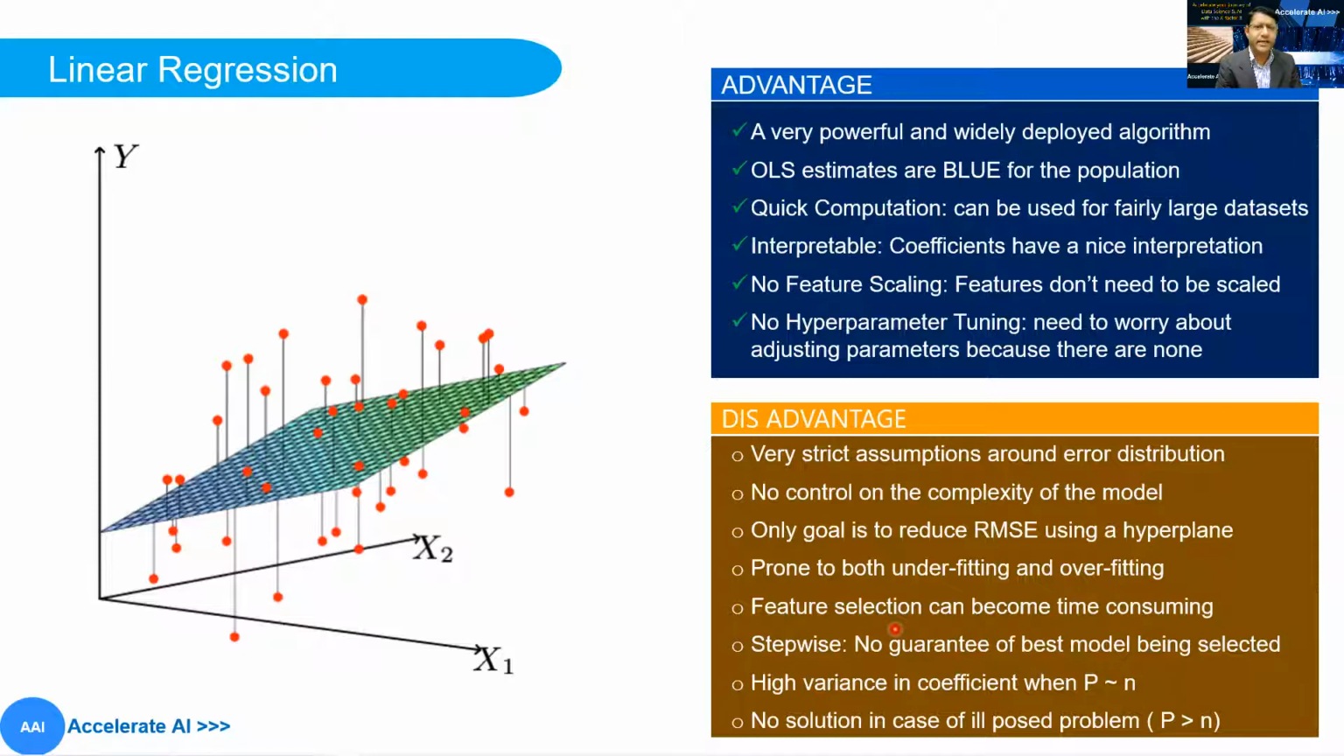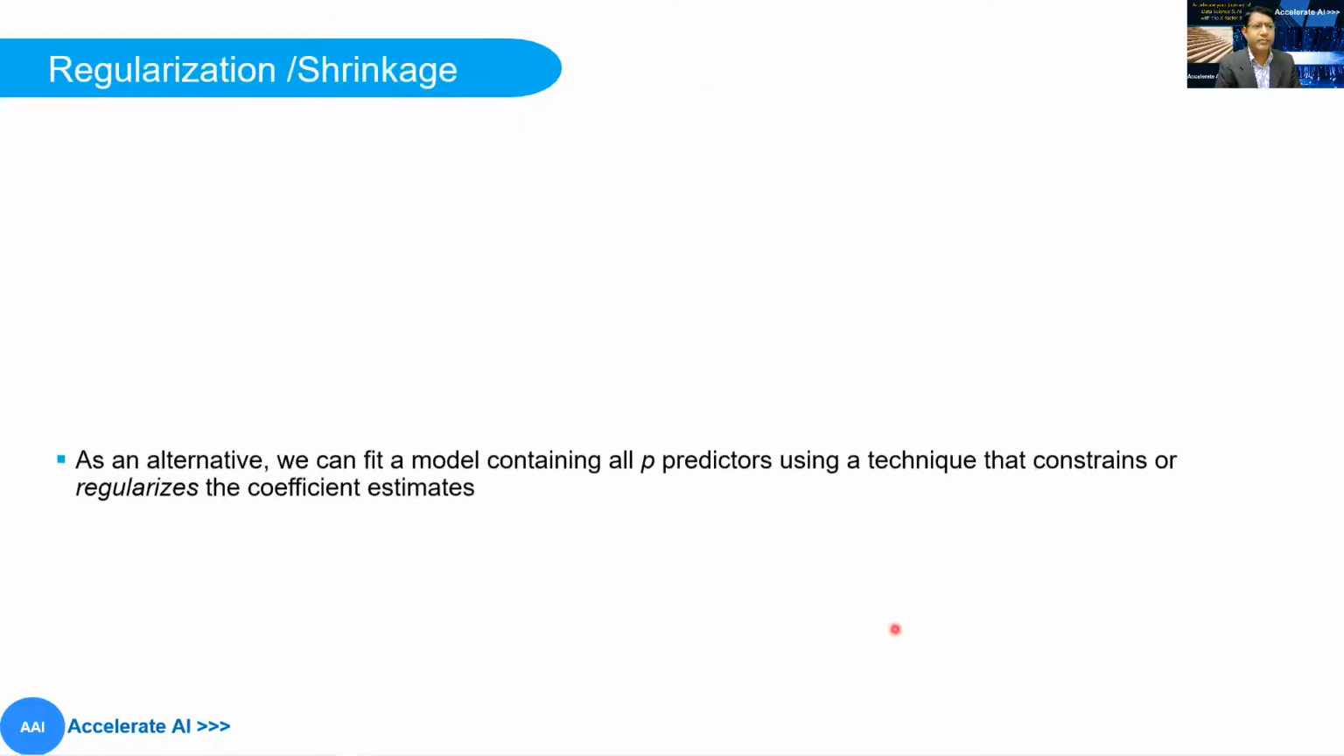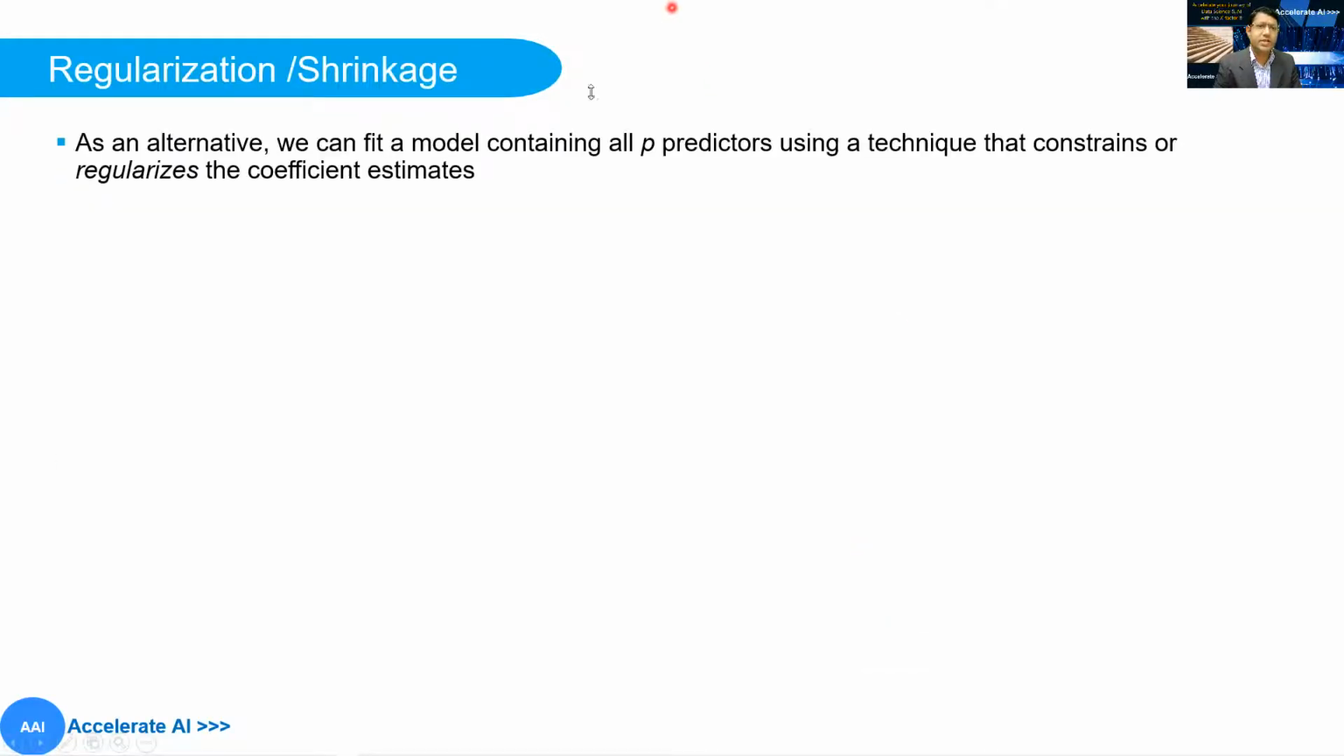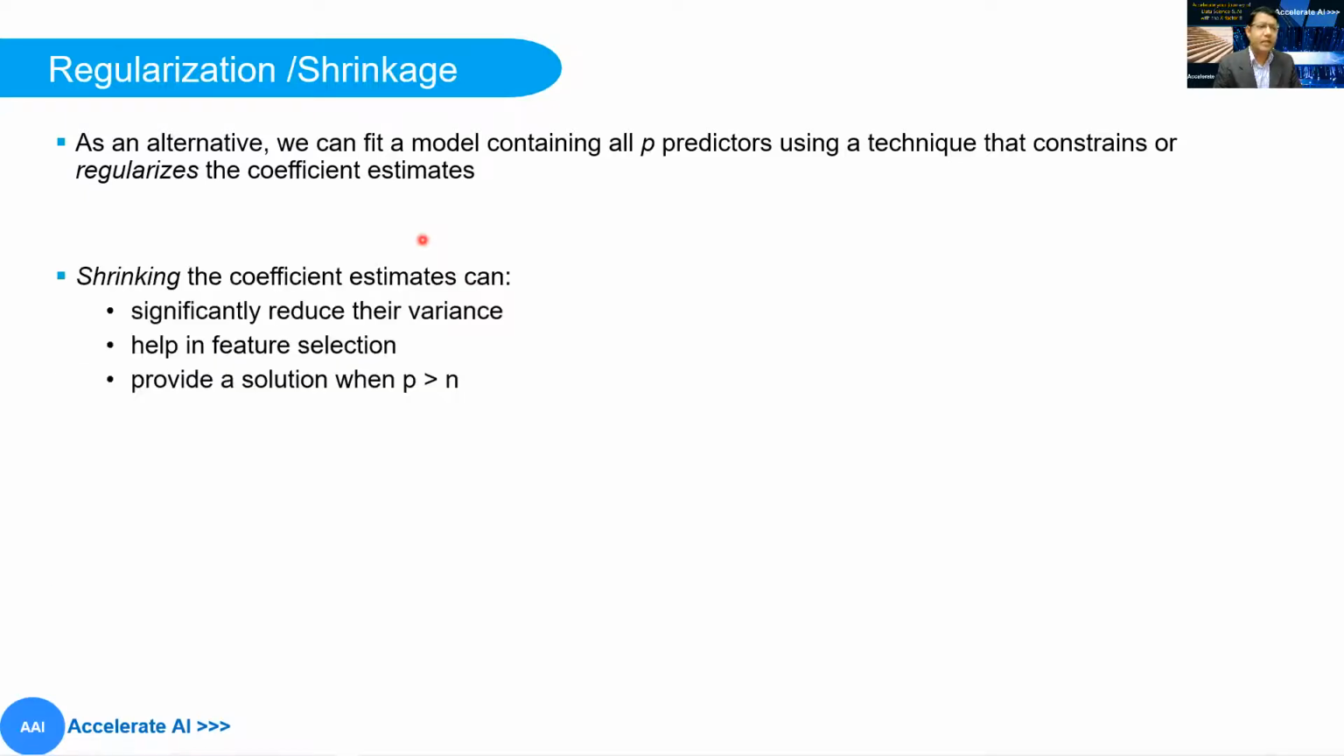So these are some of the disadvantages of ordinary least square linear regression. Now, how do we get past this? One of the methods is regularization or shrinkage. In this alternative method, we want to fit a model using all of the predictors. However, what we want to do is put a constraint on, or regularize, the coefficient estimates.